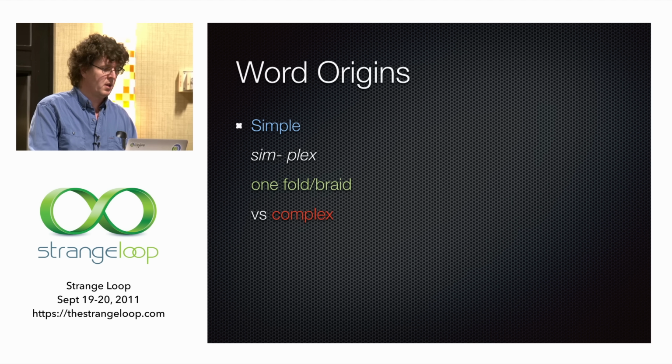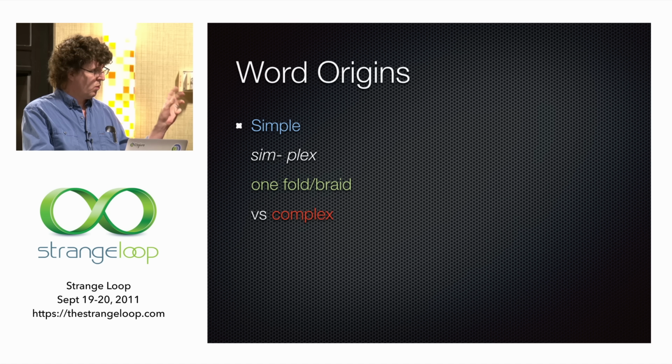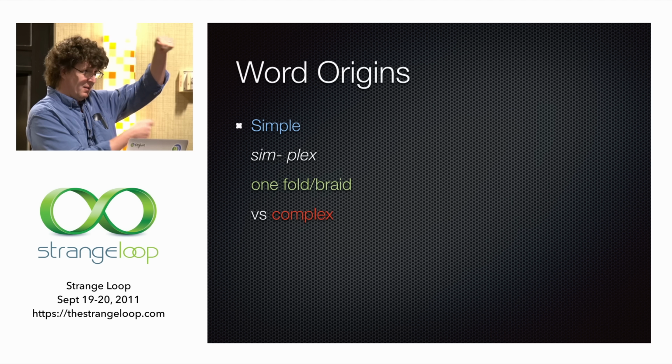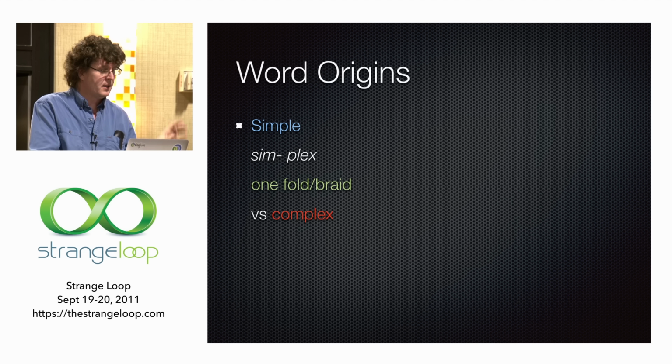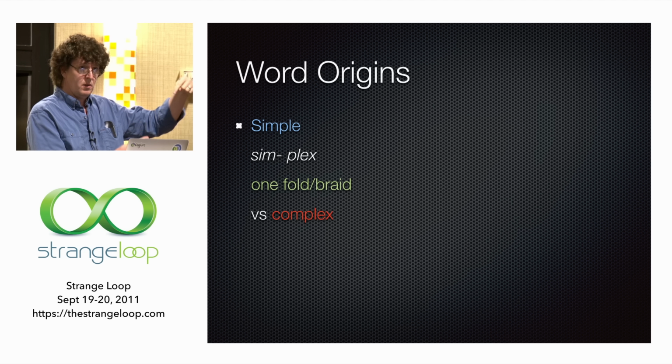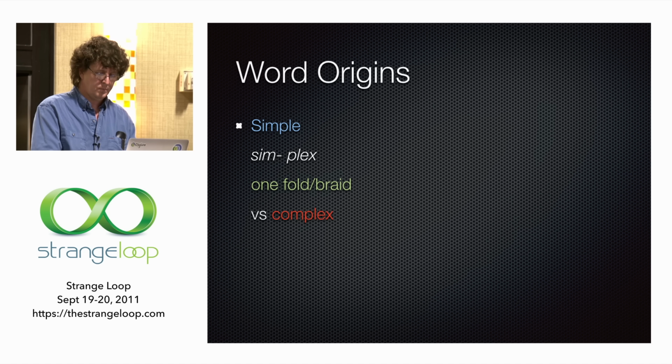So the first word is simple. And the roots of this word are sim and plex. And that means one fold or one braid or twist. And that characteristic about being literally one fold or twist, of course, one twist. Hey, what's one twist look like? No twists, right, actually. And the opposite of this word is complex, which means braided together or folded together. Being able to think about our software in terms of whether or not it's folded together is sort of the central point of this talk.